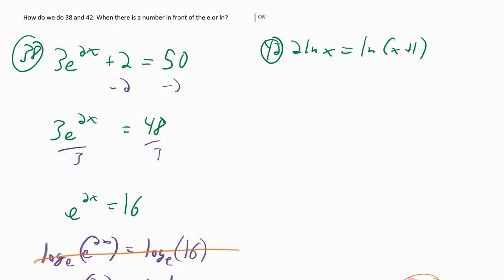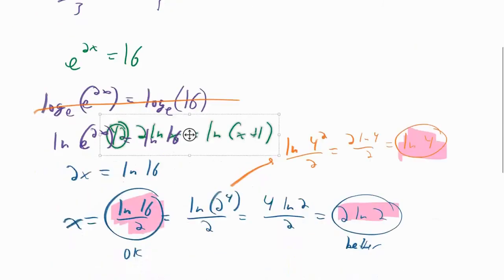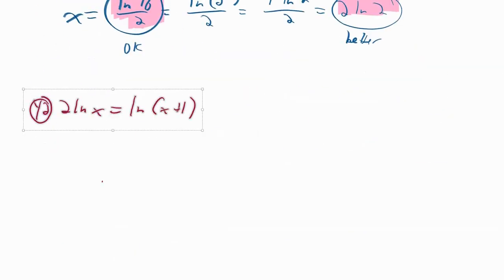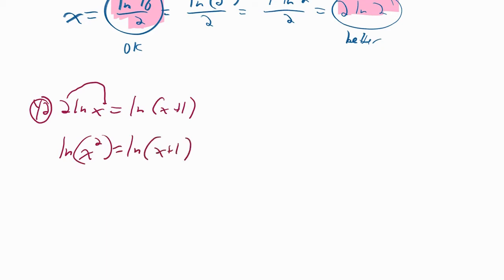42 is a little bit more of a tricky problem on how to get rid of that 2. So let me slide this down to its own little place and let's talk about this. I do need to get rid of the 2. So good instinct on getting rid of that, but I'm going to do it by making the 2 become that exponent. So this is the natural log of x squared equals the natural log of x plus 1.